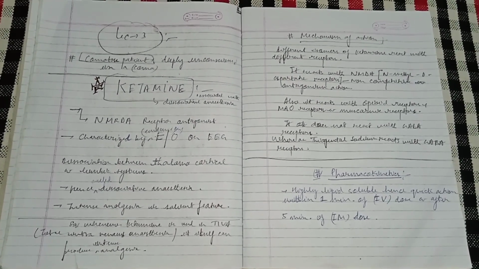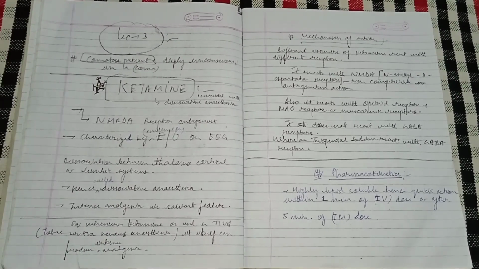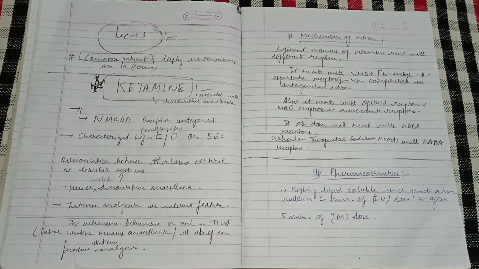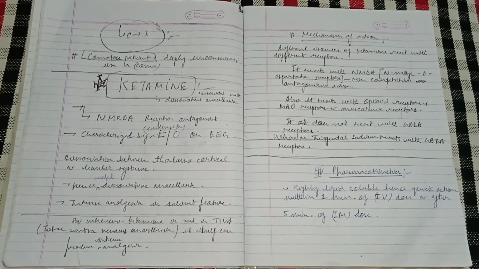So today's topic is ketamine. Ketamine is actually associated with dissociative anesthesia. It is an NMDA receptor antagonist. Please keep this point in mind. It is a very important point.